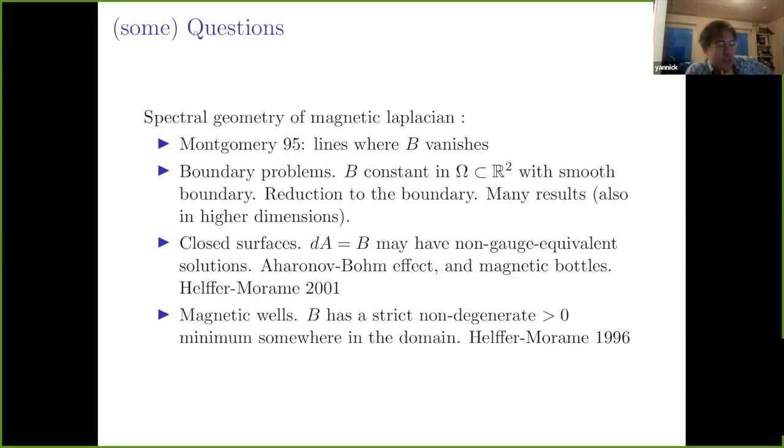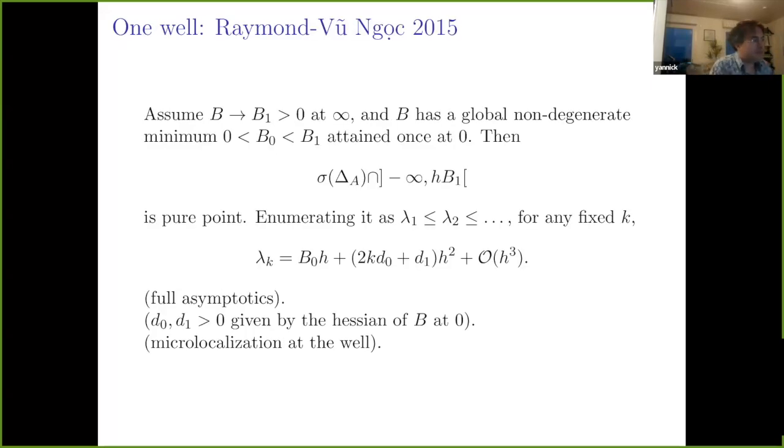There's good reason to expect that then you have localization near the minima of B, but then what kind of optimal localization can you expect? And if you have several minima, what can you say? Basically, take all the questions that you have in the case of a potential with non-degenerate minima, and you can make the same questions in this context. The best result that I know in the case of just one well is the result by Nicolas Raymond and San Vu Ngoc from 2015, and it's the following.